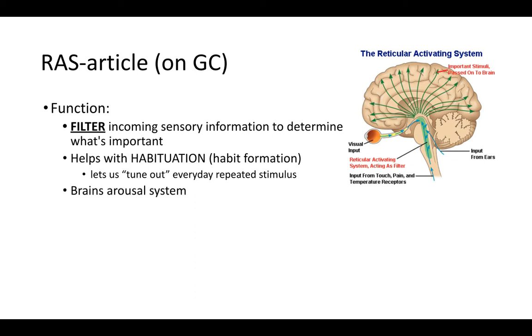The RAS is considered your brain's arousal system, which maybe makes sense if you connect it back to ADD and ADHD. Your arousal system is either stimulating your brain a lot or not. And because it is your arousal system, it also helps regulate your sleep and wake cycle. So, we talked last week about this gland called the pineal gland that is producing melatonin.